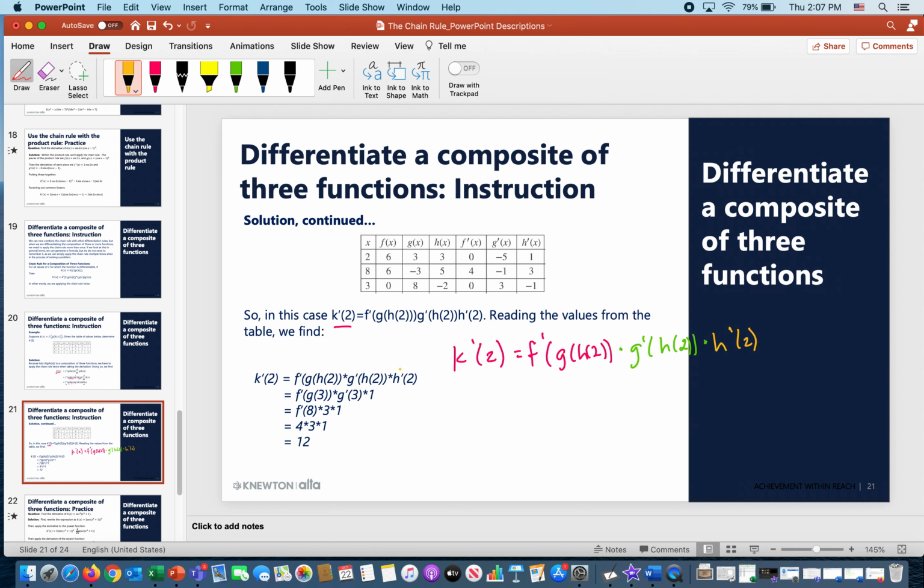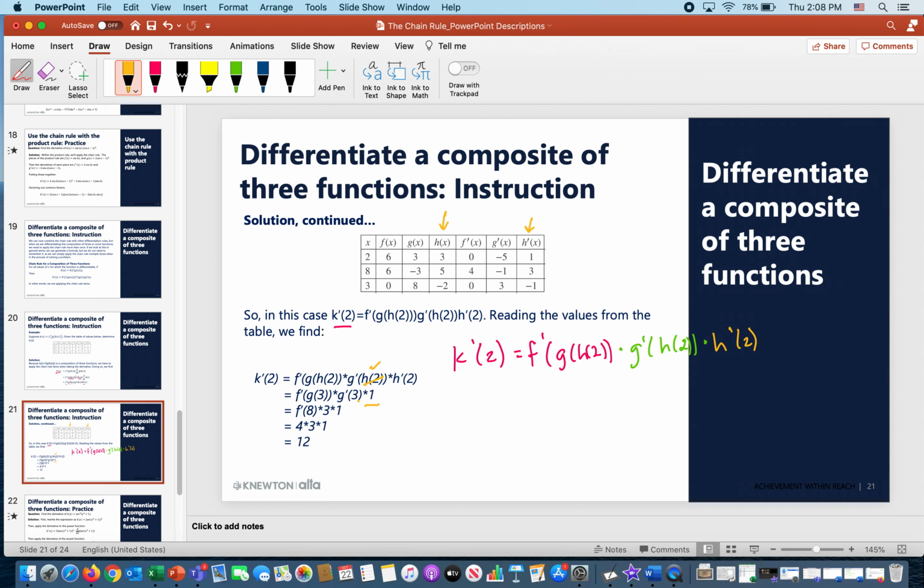Okay, so h prime of 2 is 1. All right, here's what I'm going to do. I'm going to look at the h prime column, and I'm going to find the 2, the x value, and you can see h prime of 2 is 1. The next thing I have to do is identify, well, what is h of 2? Here is the h column, and h of 2 is 3.